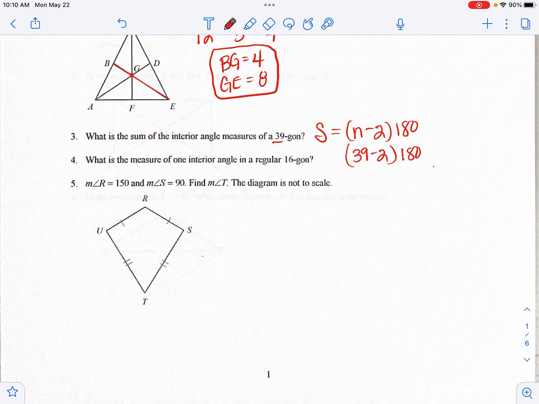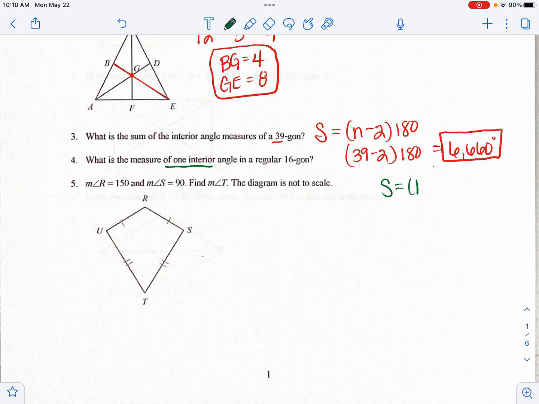Yes, the correct answer would be 6,660 degrees. That would be the sum of the 39 angles. Where on number 4, they're asking for the measure of one interior angle rather than the sum. So I'm going to do the same formula.